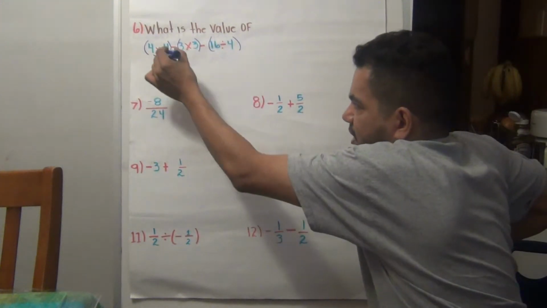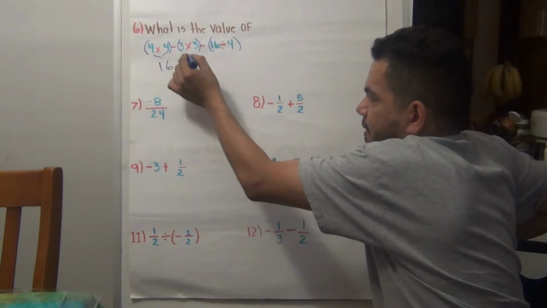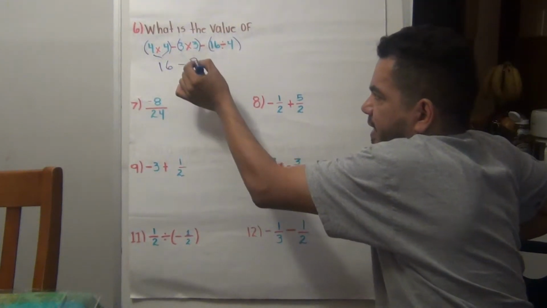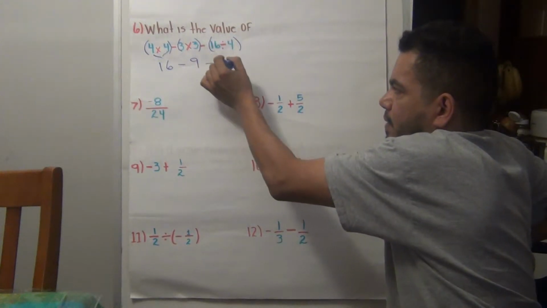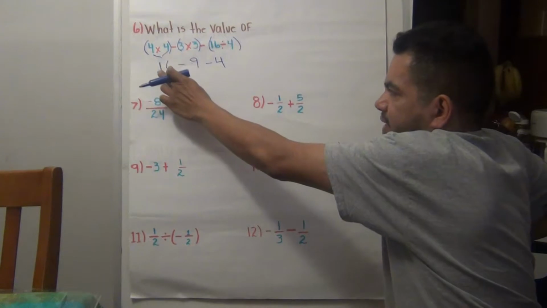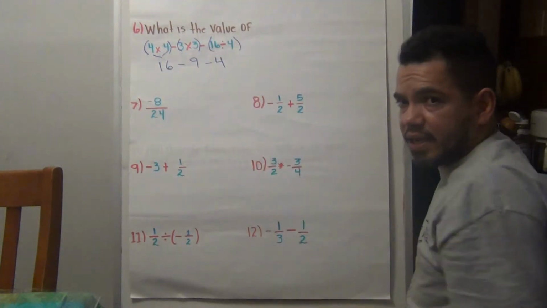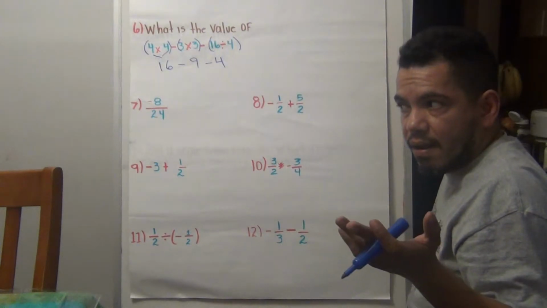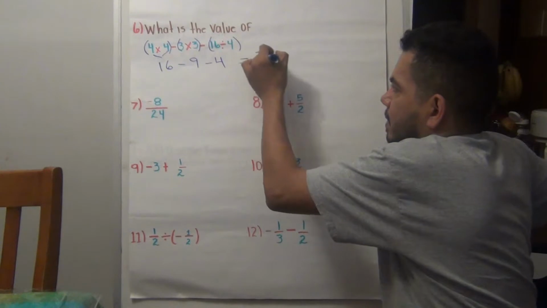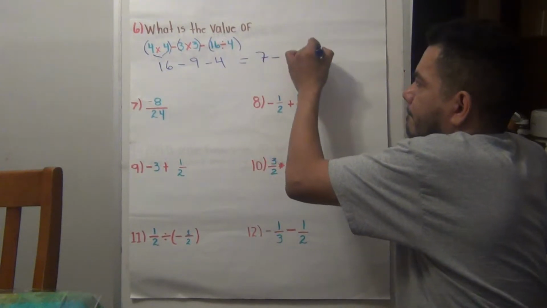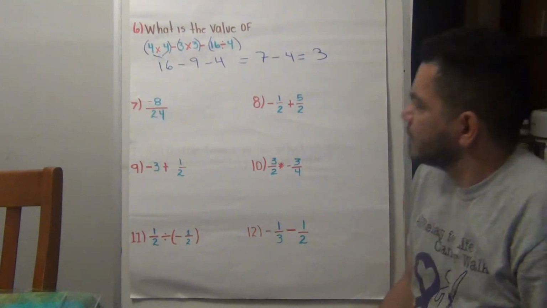So what do I get? 4 times 4? 16. Minus 3 times 3? 9. Minus 16 divided by 4? 4. So let's see now. 16 minus 9 is 7. Minus 4? 3. Final answer, 3!